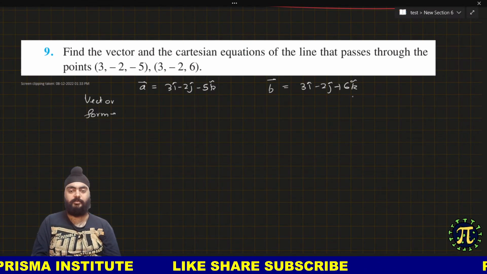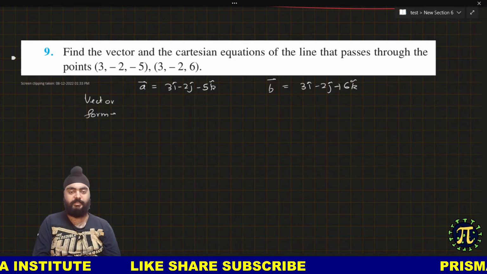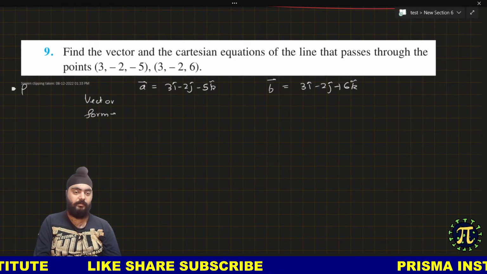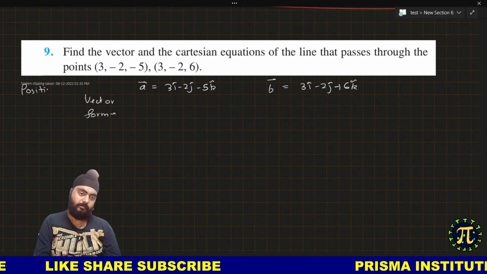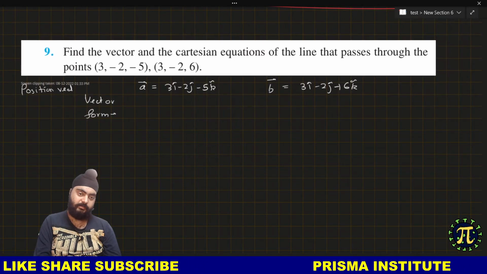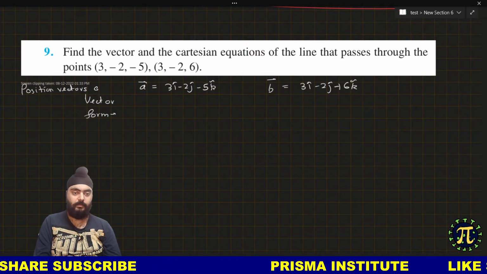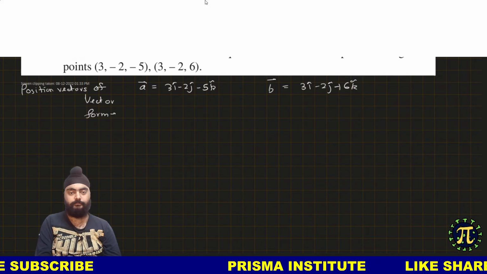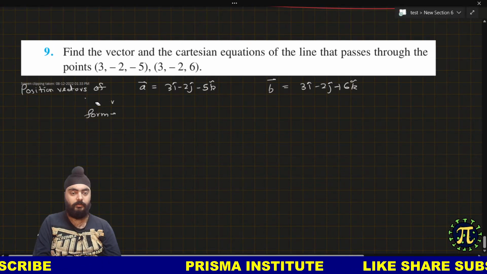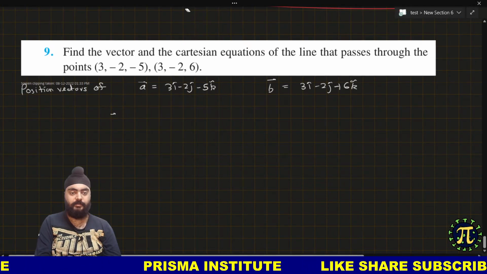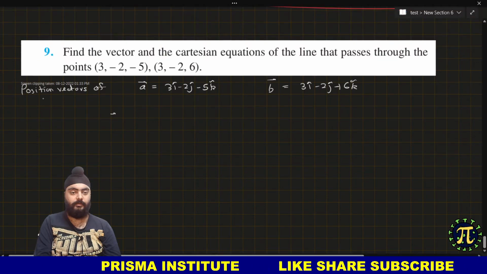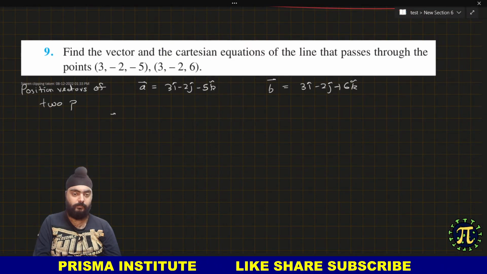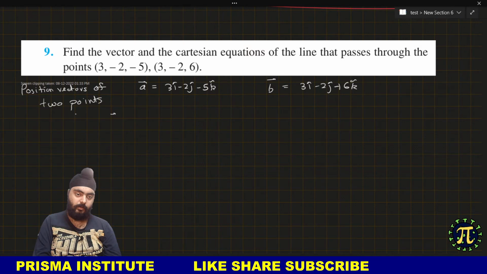second point. So I will write, यहाँ पे mention करेंगे, these are position vectors of 2 points, ठीक है, on the line.